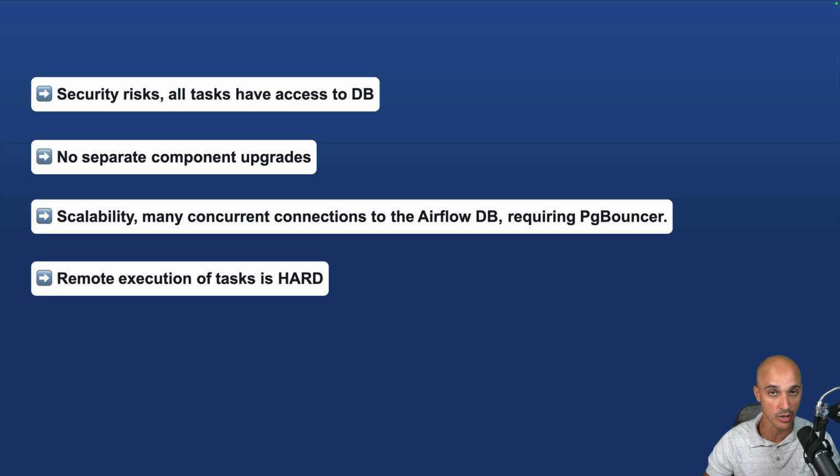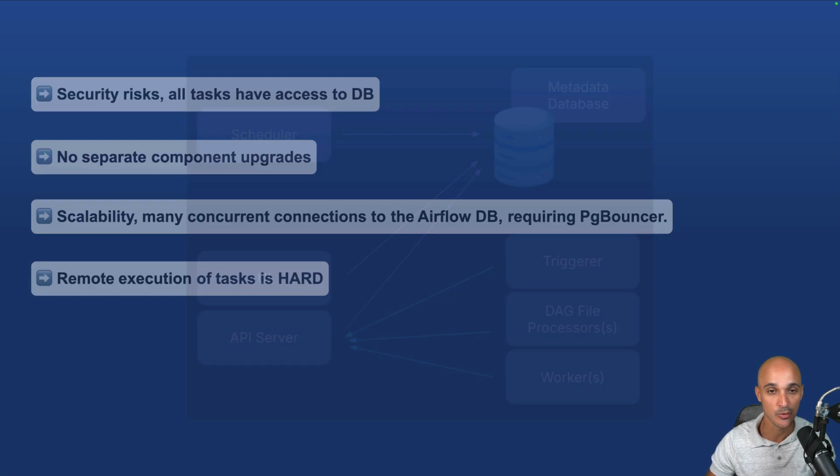You weren't able to upgrade your workers independently from the other components. Limited scalability because of the many concurrent connections that you had to make to the Airflow database. Most of the time, you had to use pgbouncer for that. And last but not least, remote execution of tasks was extremely hard. But this is over thanks to the new architecture in 3.0, which is the following one.